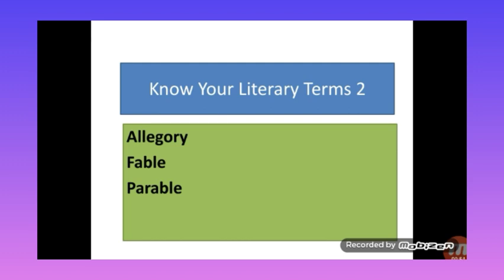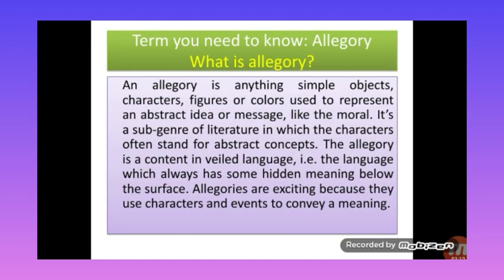Today, I'm talking about Allegory, Fable and Parable under Know Your Literary Terms Lesson 2. In my lesson 1, I talked about alliteration, assonance, consonance, and caesura. Okay. The first term for today's discussion is allegory.